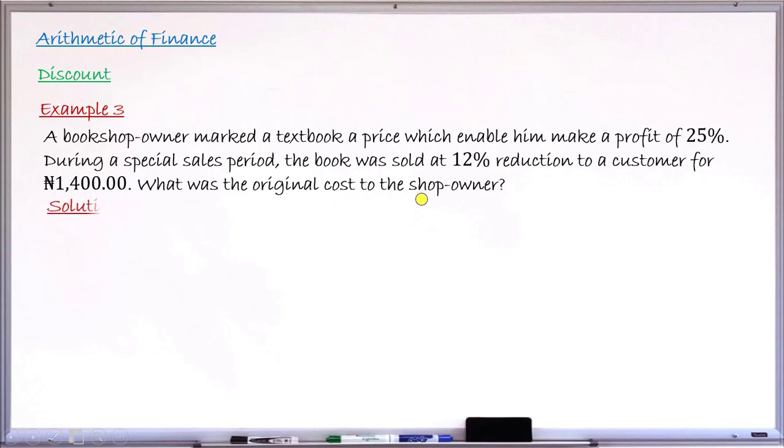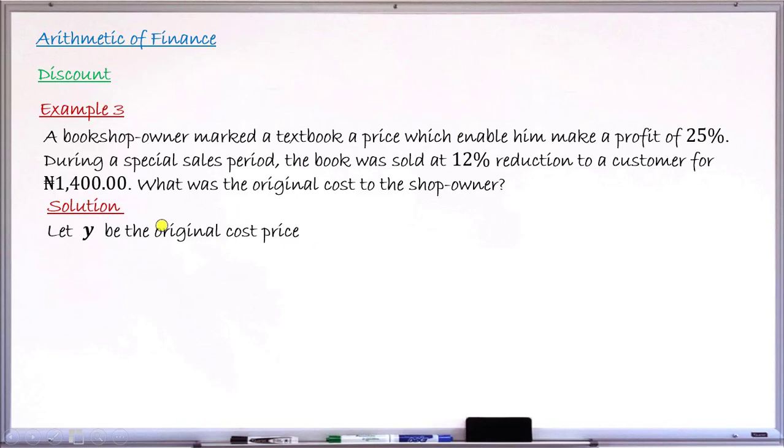So let's see the solution to this very problem. So what we will now do, the question is demanded us to find the original cost, that is the amount the bookshop owner uses to buy the book. So let that amount be y. Let me just introduce the variable there. Let y be the original cost of the book.